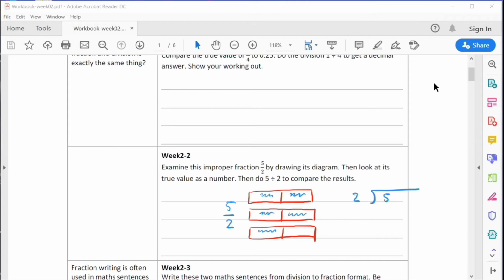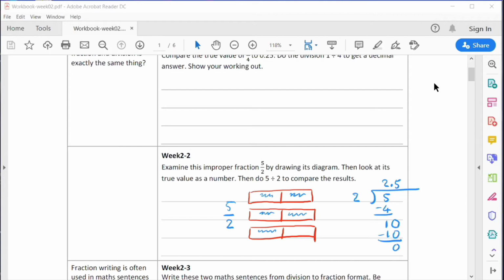So here we have 2 parts. 2 times 2 is 4. Subtract, we get 1. Now we need to change. So put a dot in. We need a 0 come in, and we got a 5. So 5 times 2 is 10. So subtract, we get 0.